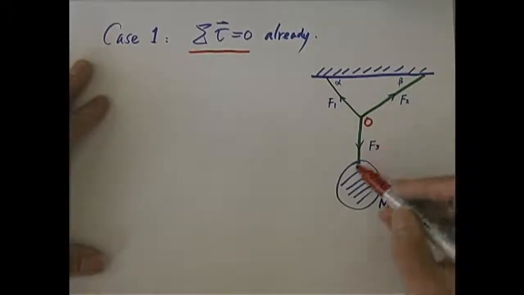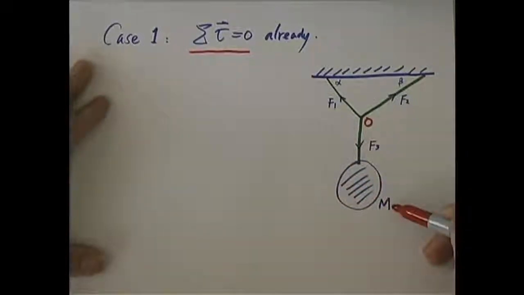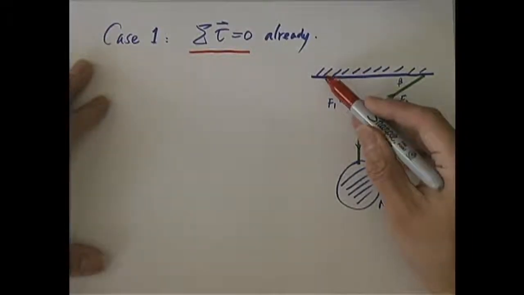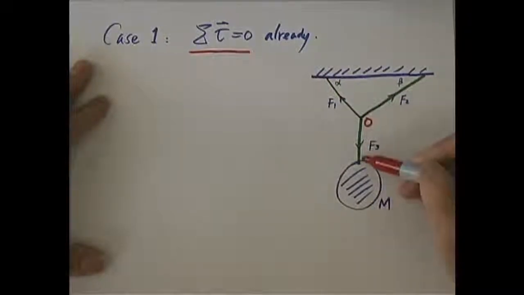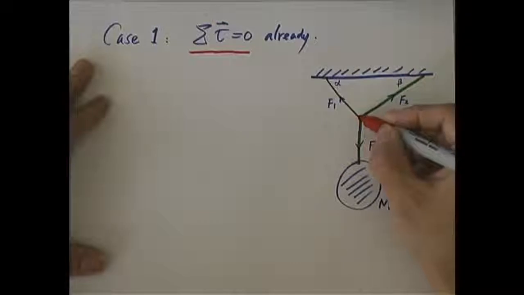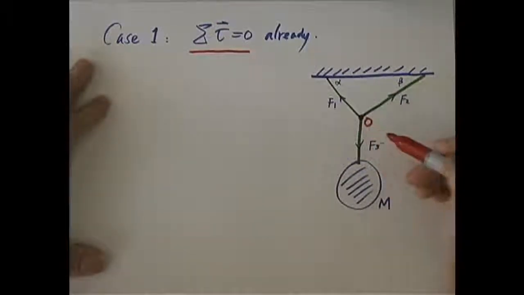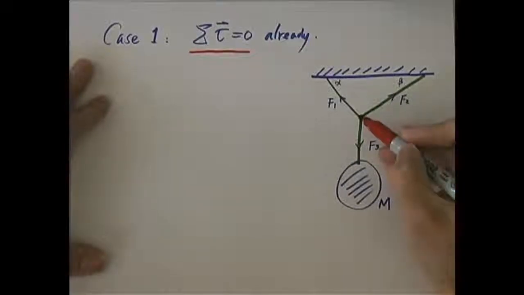Suppose I have a weight dangling there, mass m. Okay, and I'm going to support this weight with a structure like that. 3 strings, 1, 2, and 3. You notice that these 3 strings tie a knot here. That's just a point. There's no mass here. Take a look at what happens at that point.